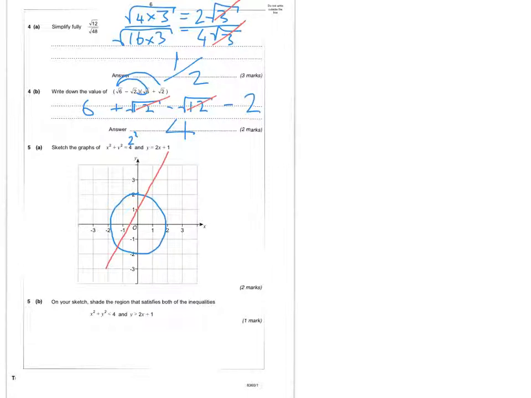On your graph, shade the region that satisfies both of the inequalities. x squared plus y squared is less than or equal to 4, so that's inside the circle. And y is greater than, so that's above the line. And greater than or equal to, so it's a solid line, so we shade inside the circle but above the line.